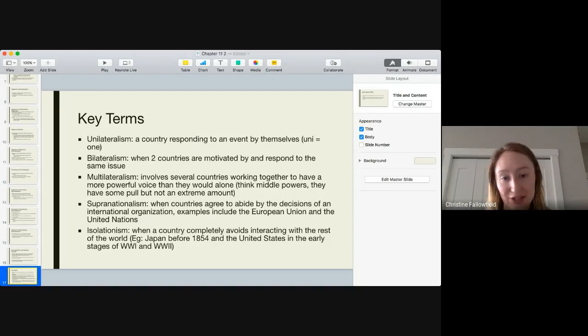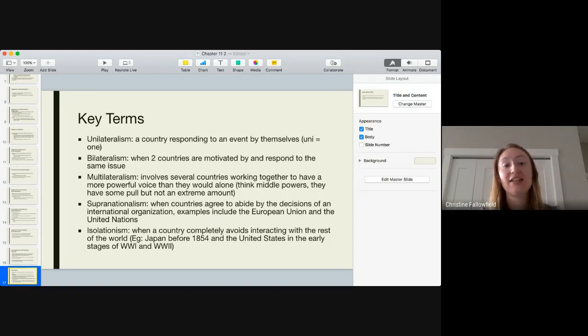Now, supranationalism is bigger than multilateralism. It involves the decisions of an international organization, and the most supranational organization is the European Union. We talk a little bit more about this as we move through this unit, but the European Union is made up of states in Europe, go figure, that not only have their own governments, but government above that. So the United Nations isn't a government, it's a bunch of representatives coming together to talk, but the European Union actually has a government organization within it.